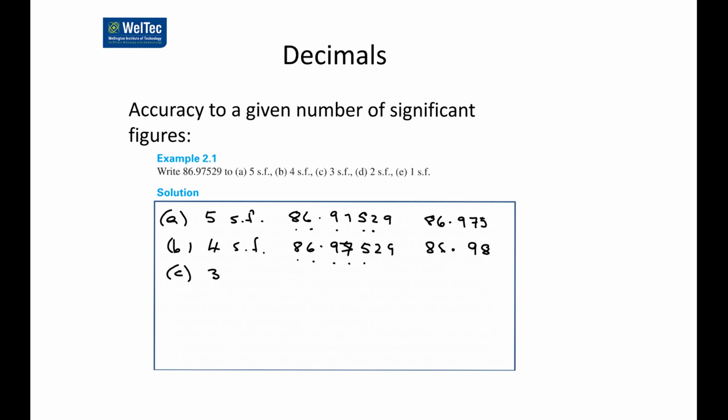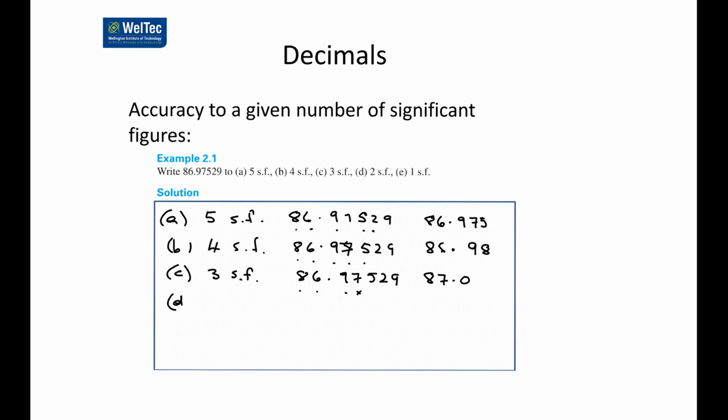To 3 significant figures. Let's write it out again. Right, to 3, so we're going to count 3, 1, 2, 3. We're going to look at the 4th one. The 4th one is over halfway, so we're going to round the previous one up, but we can't round that up, so we actually have to round it to 87.0.